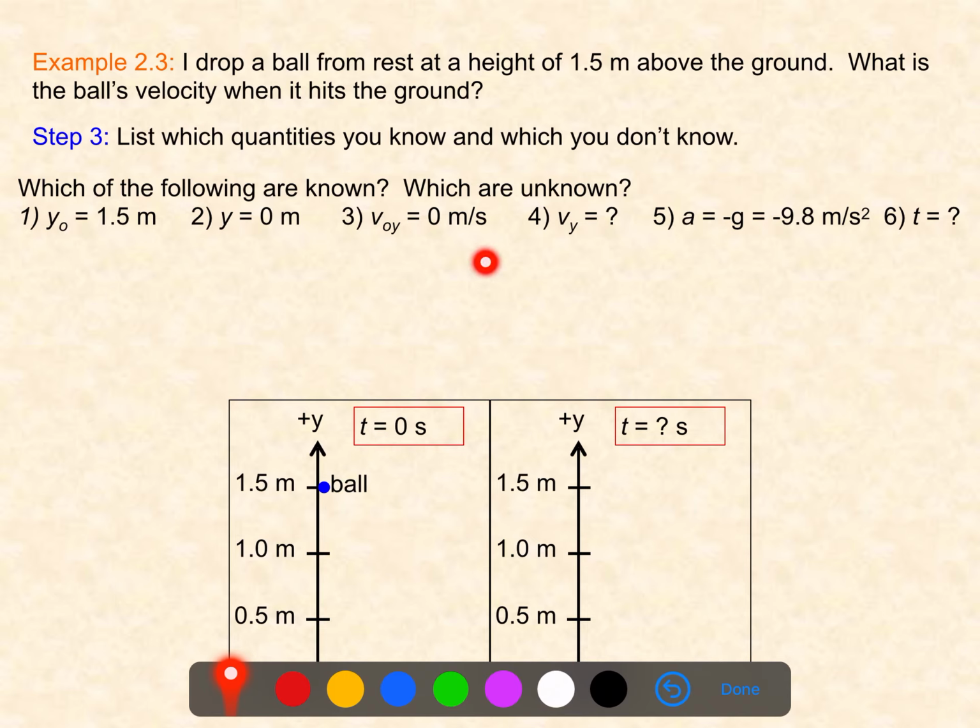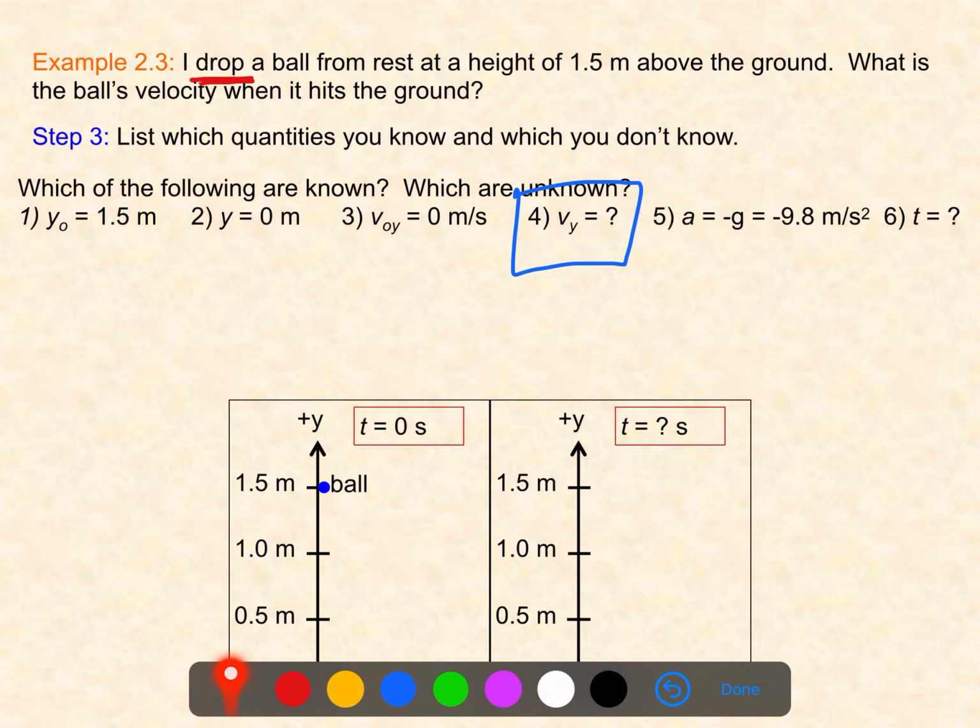And when you are letting go of the ball, if you see the word drop, that's another code word for at rest. Drop means you are not throwing it down or throwing it up, you're just releasing it. So it's starting from initial velocity equal to 0. It's at rest to start with. What we don't know is its final velocity. In fact, that is our target variable. That is what we're trying to solve for. We do know that its acceleration rate is minus g because it's near the surface of the Earth, and that's the known acceleration rate for free fall. We also don't know time.